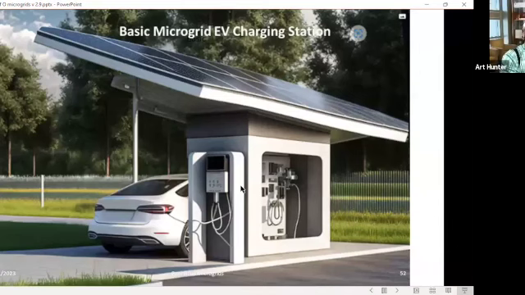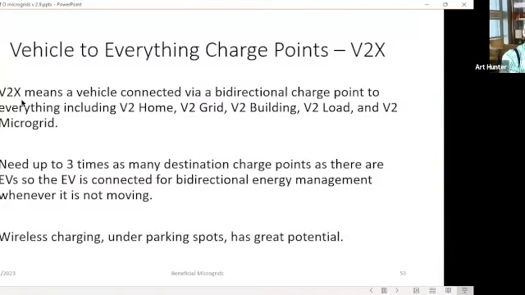Here is, of course, in California, a basic microgrid EV charging station, which is kind of interesting. Now, you'll see the term EVX, V2X, which means vehicle connected via bidirectional charging point, which could be vehicle to home, vehicle to grid, vehicle to building, et cetera, et cetera.